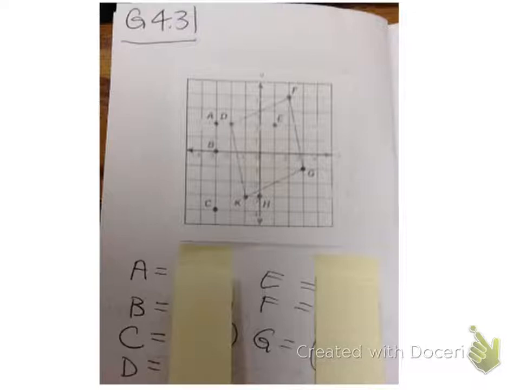Now we have ordered pairs. I'd like you to find the ordered pairs. You should have found that A was -3, 2. B was -3, 0. C was -3, -4. D was -2, 2. E was 1, 2. F was 2, 4. G was 3, -1.